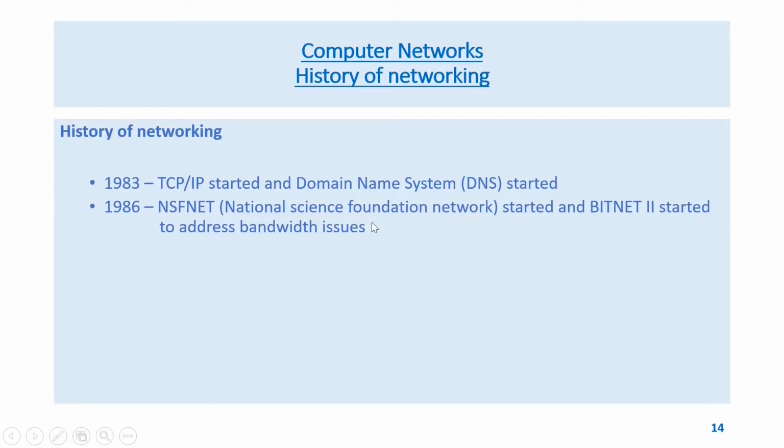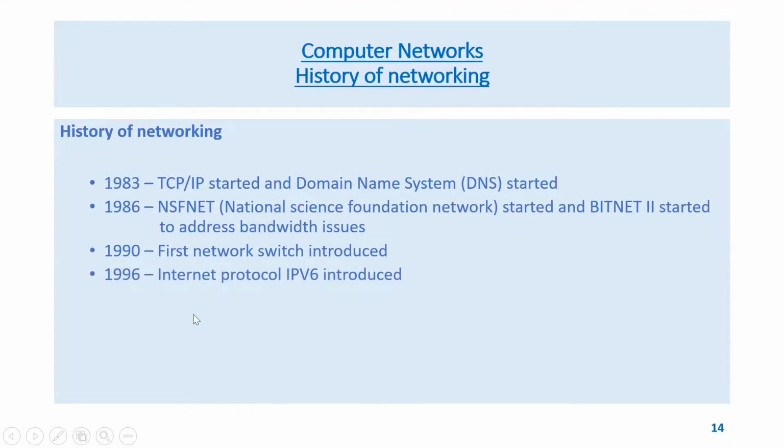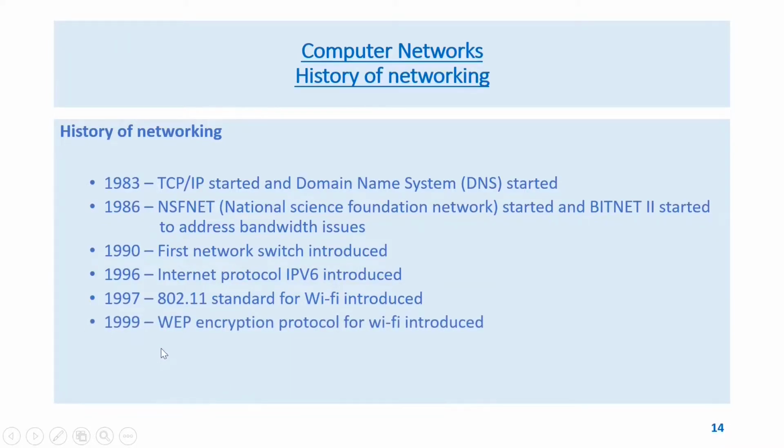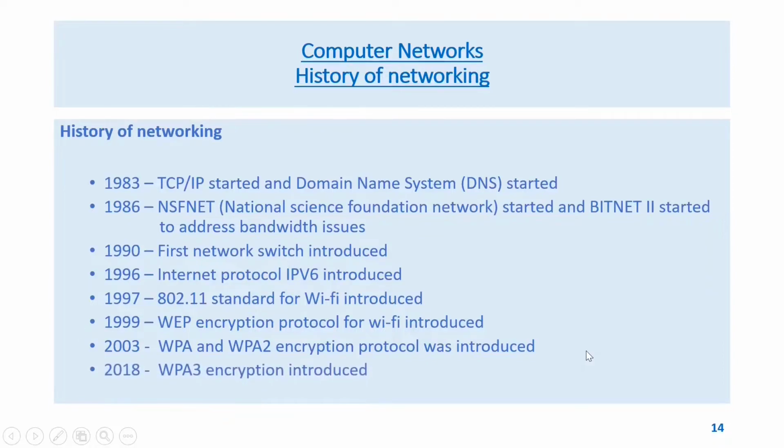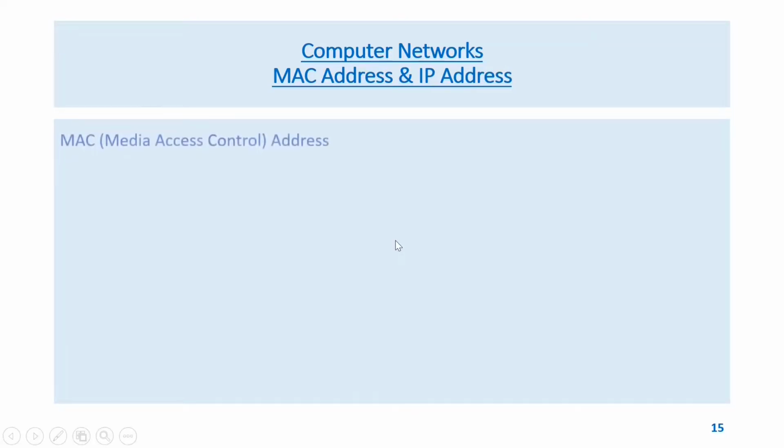1986, NSFNet, National Science Foundation Network, started and BITNET II started to address bandwidth issues. 1990, first network switch introduced. 1996, Internet Protocol IPv6 introduced. 1997, 802.11 standard for Wi-Fi introduced. 1999, WEP encryption protocol for Wi-Fi introduced. 2003, WPA and WPA2 encryption protocol was introduced. 2018, WPA3 encryption introduced. Now let us look into MAC address and IP address.